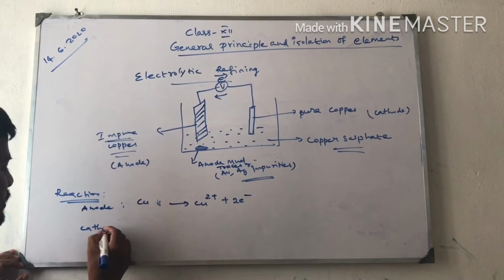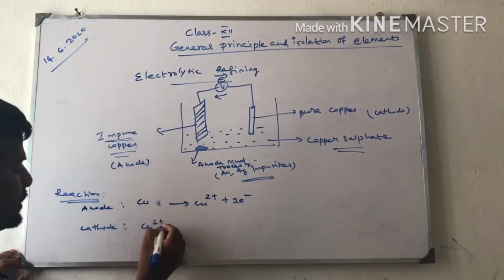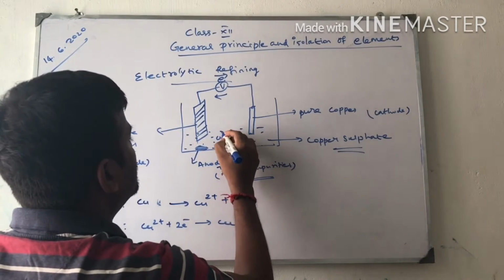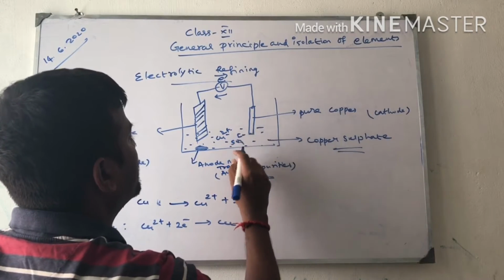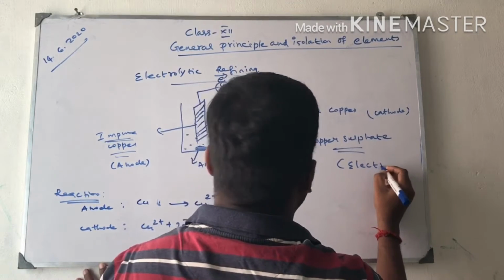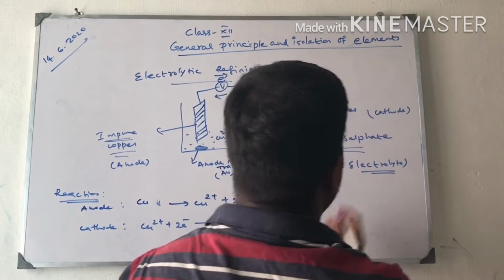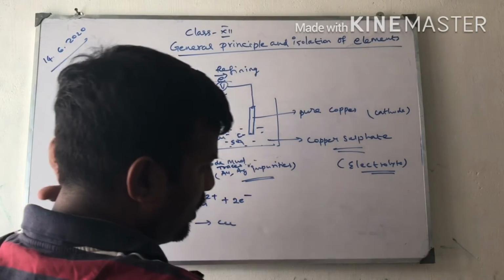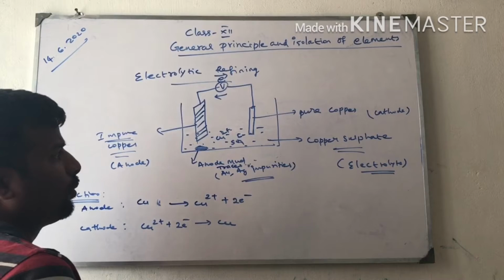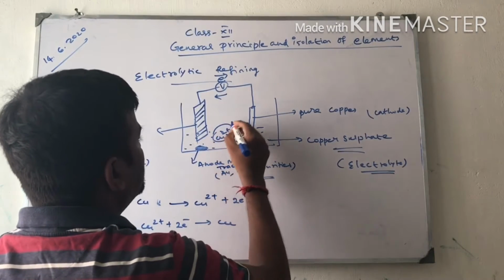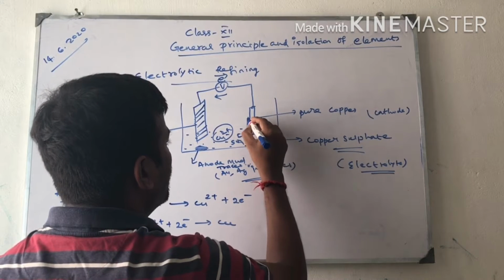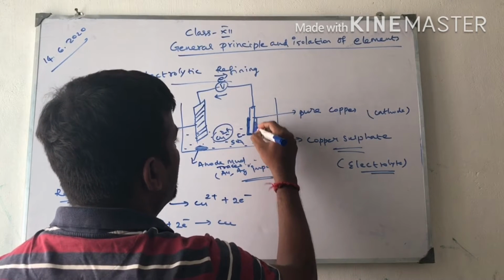In the cathode reaction, Cu2+ gains 2 electrons to give Cu. Copper sulfate contains Cu2+ and SO4 2-. This is called the electrolyte. An electrolyte is a salt solution which conducts electricity. Whenever copper sulfate is dissolved in water, it ionizes as Cu2+ and SO4 2-. This Cu2+ gains 2 electrons and is deposited over the surface of pure copper.